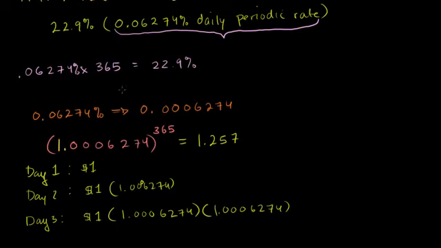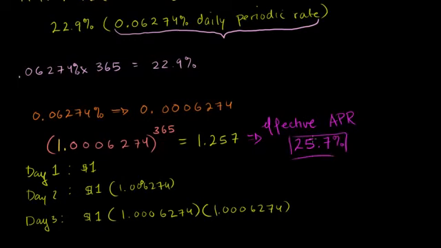The effective interest rate, the effective APR, or the mathematically correct annual percentage rate here, is 25.7%. And you might say, hey, Sal, that's still not too far off from the reported APR, where they just take this number and multiply by 365, instead of taking it to the 365 power. You're saying, hey, this is roughly 23%, this is roughly 26%. It's only a 3% difference.